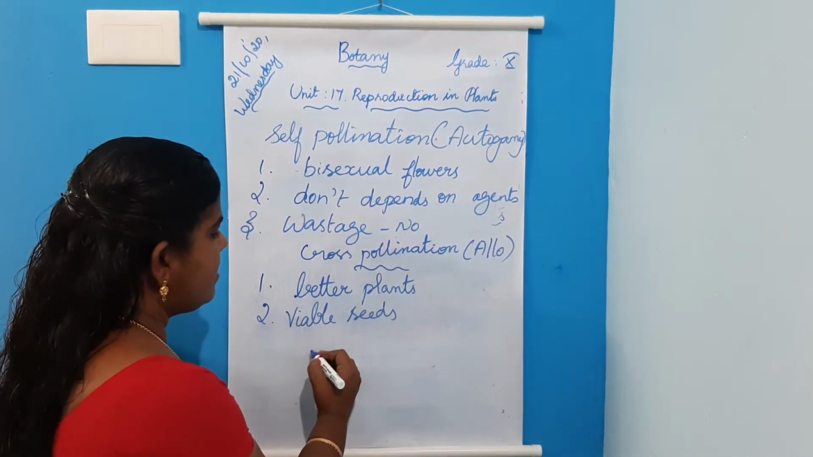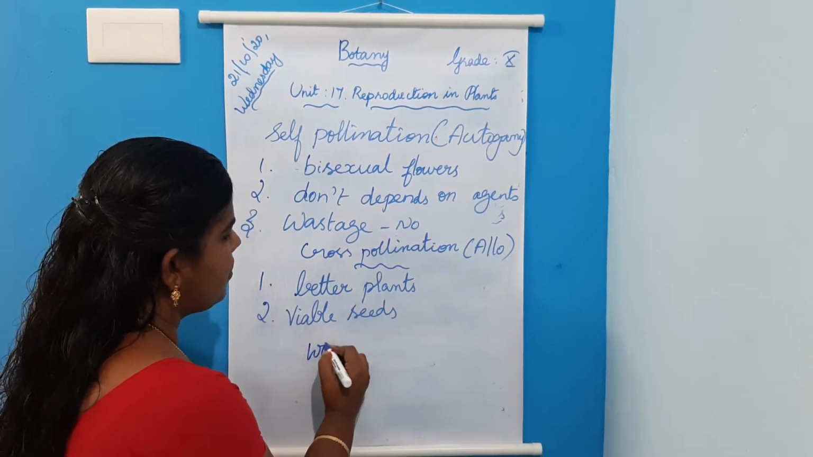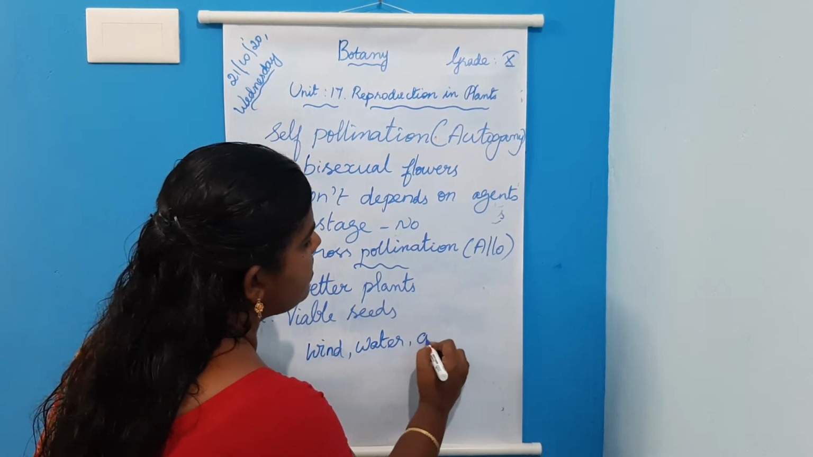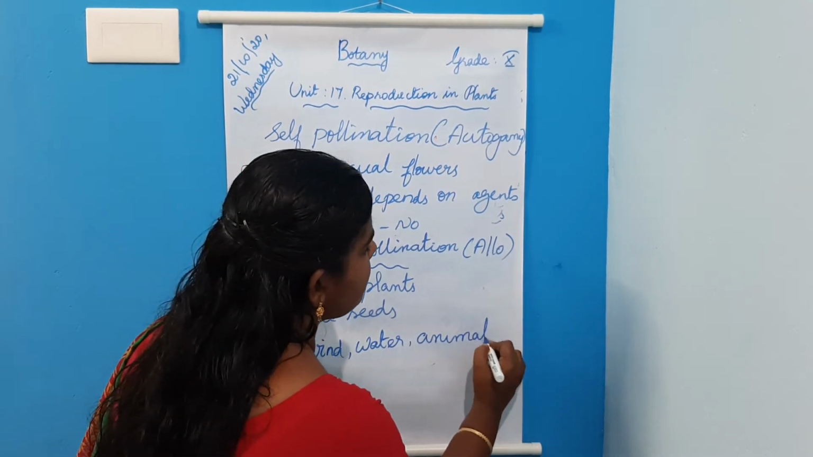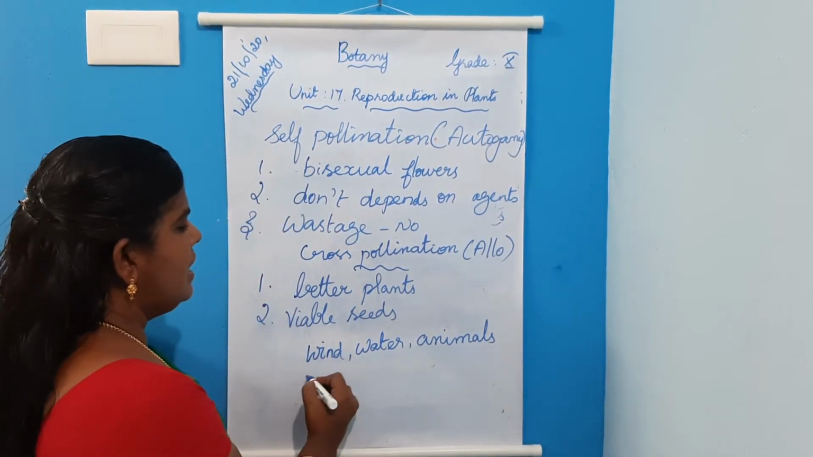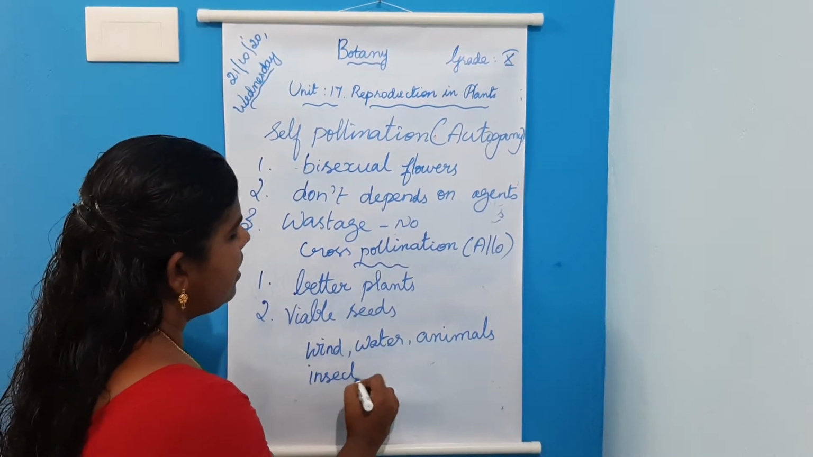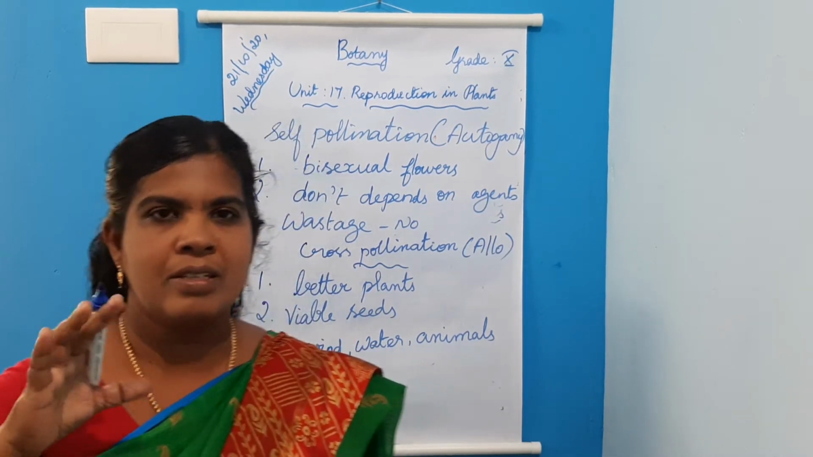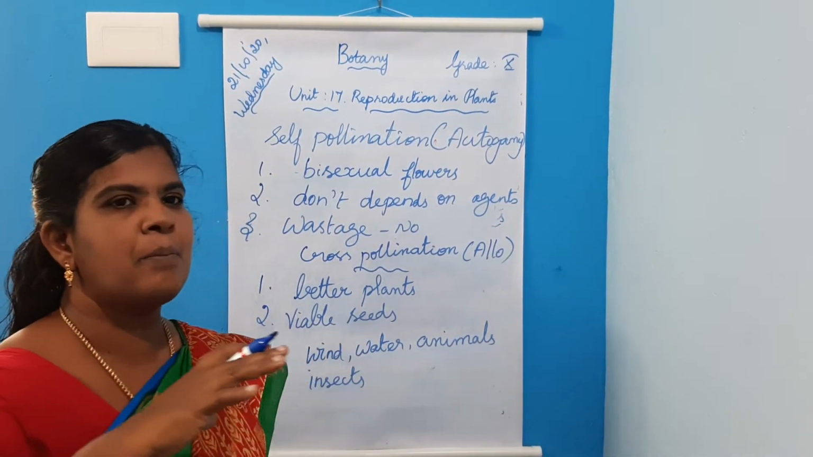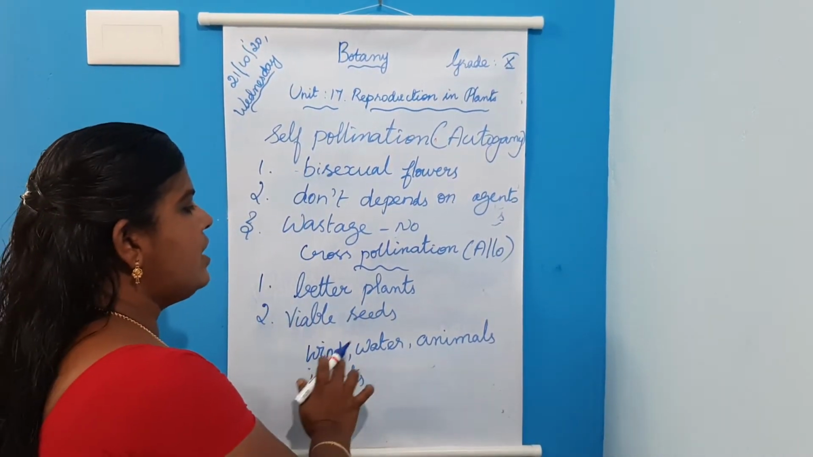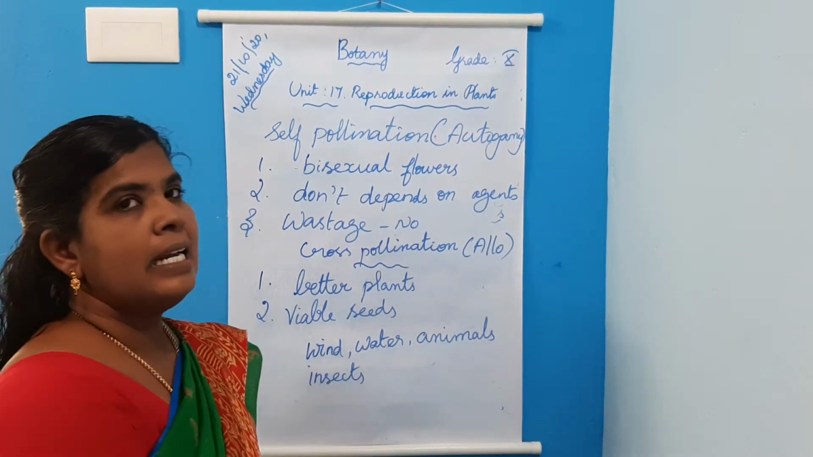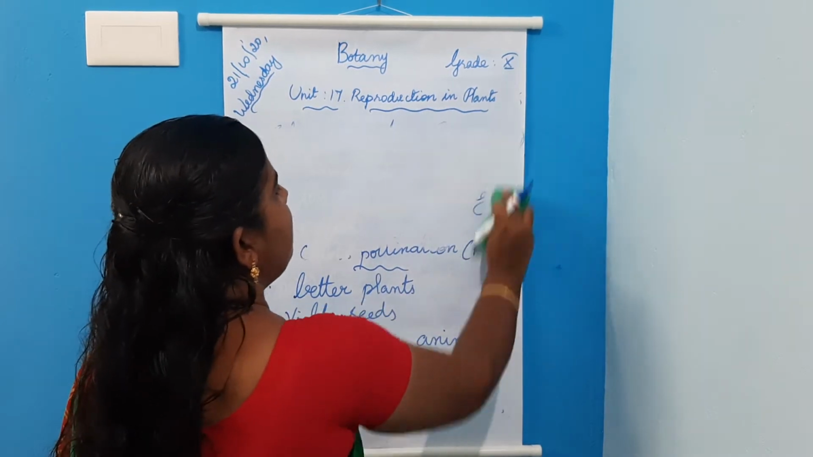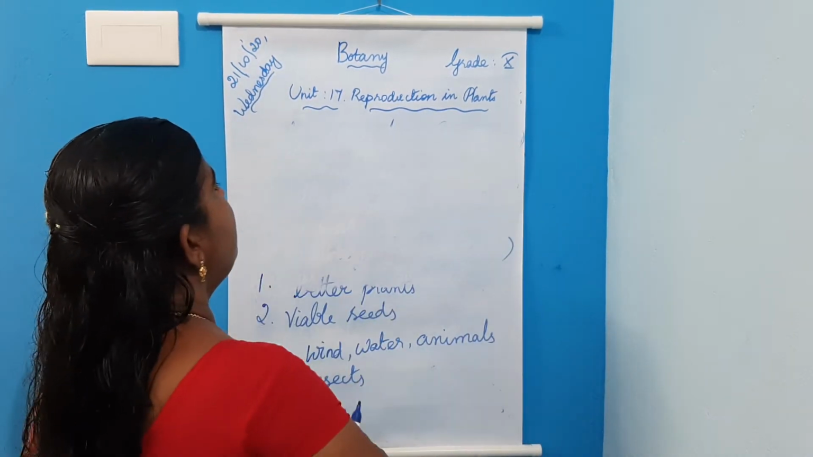Okay, these agents like wind, water, animals, etc., insects. Cross-pollination takes place with the help of certain agents like wind, water, animals and insects. Okay. First one is pollination by wind.